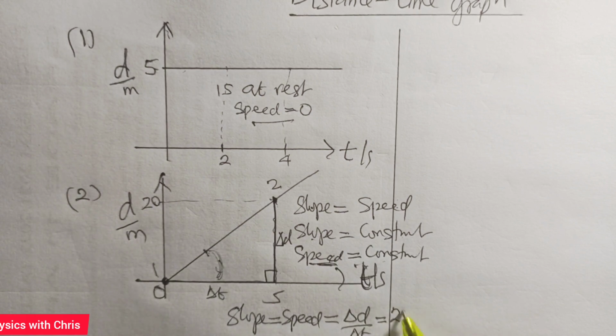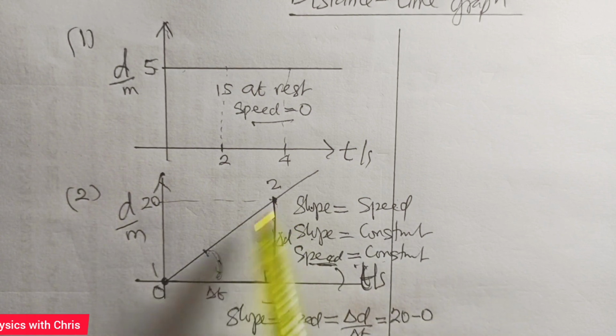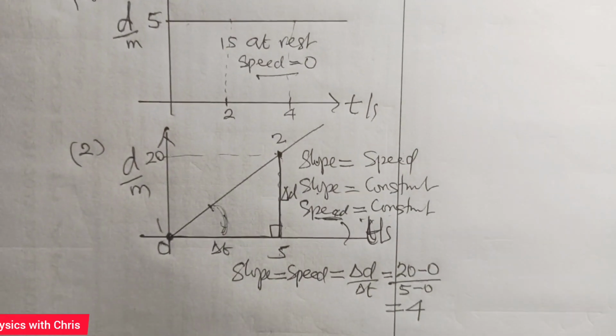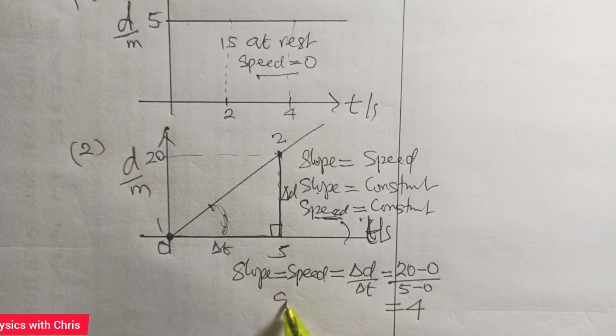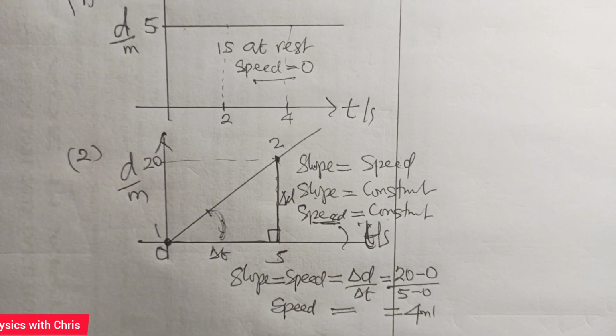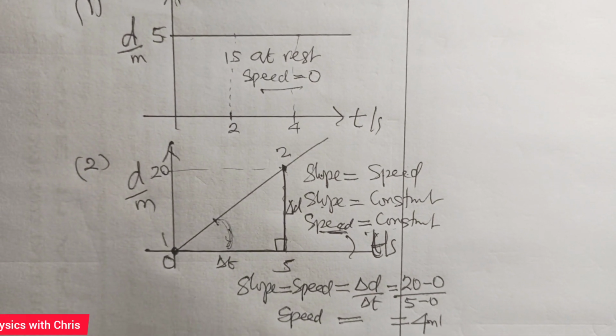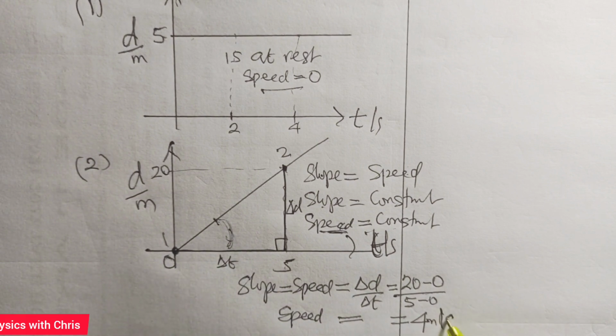So that gives me 20 minus 0, that is this point here is 0, over this point here is 5 seconds, 5 minus 0. That gives me a slope of 4. And since my slope is speed, it means that this constant speed the body is moving with is 4 meters per second, which means the body started its motion from rest and moved at a constant speed of 4 meters per second for 5 seconds.